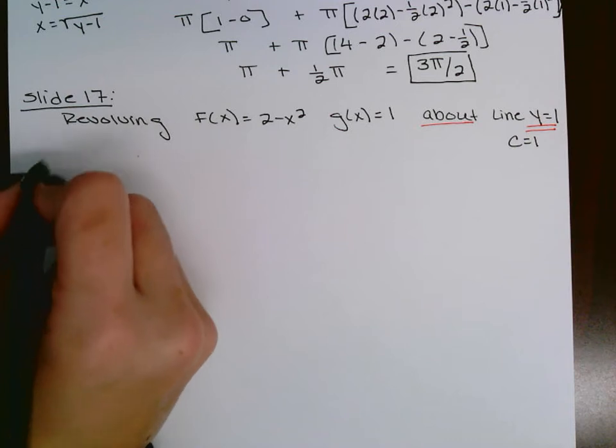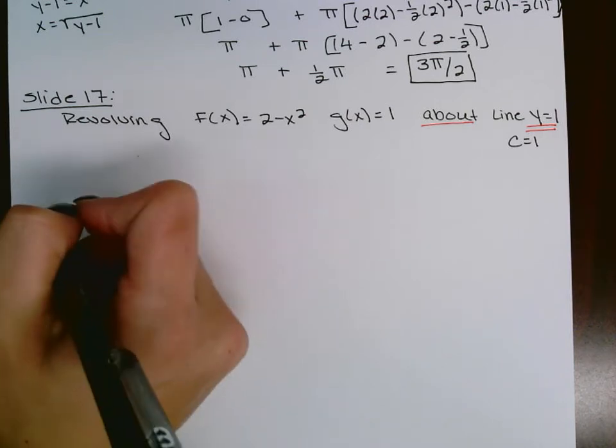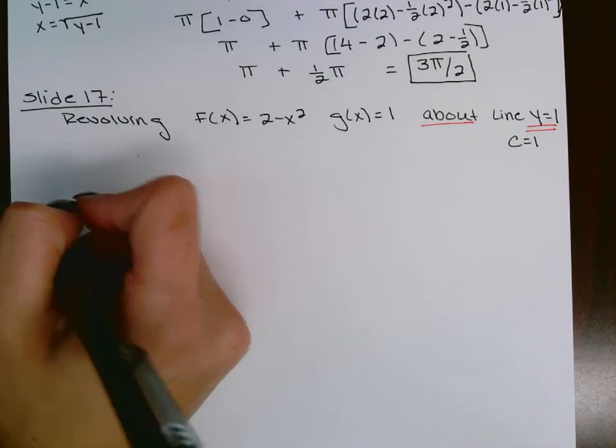So again, I always think drawing it helps so much. This means it's rotating around y equals 1. Yes, it's a horizontal line.